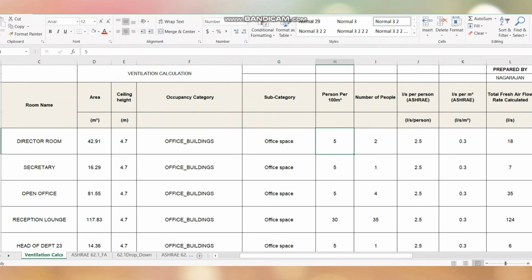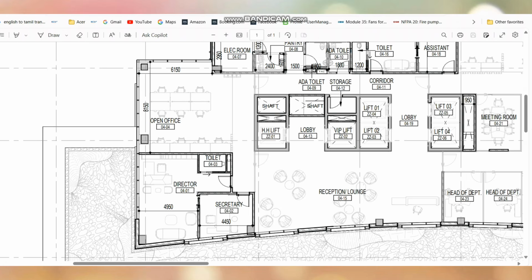After doing that, you can see this people per 100 square meters. They are asking for the occupancy rate, because we need to know the number of people to find out the fresh air requirement. If you go to this drawing, you can see in the office space there is one permanent seating, and two seats for visitors, and also some furniture given for the visitors to sit. This is one method to count the number of seats, and based on that you can choose the number of people for the calculation.